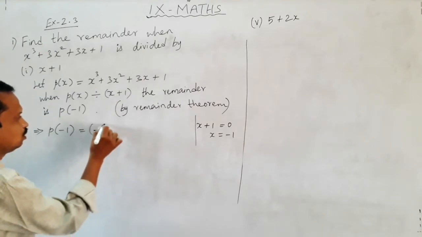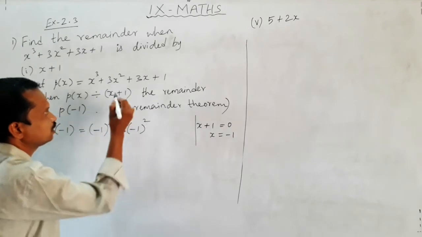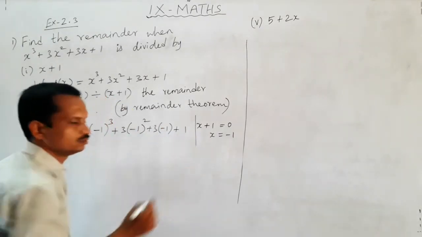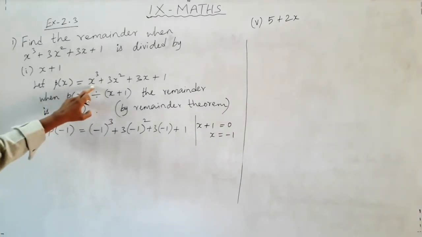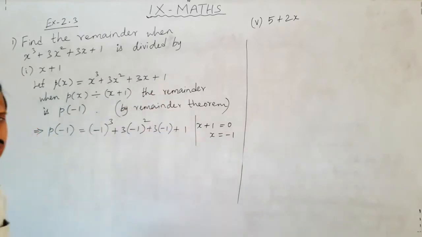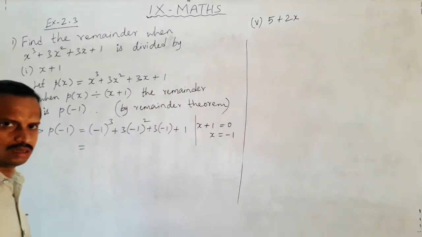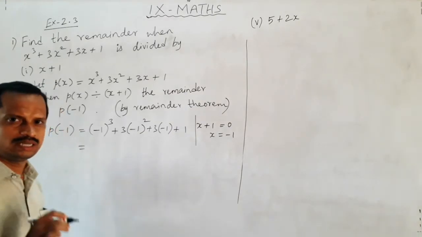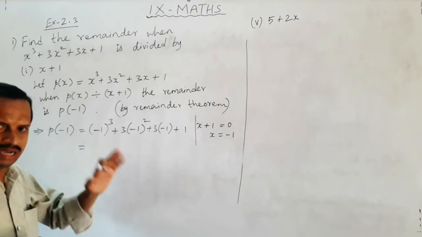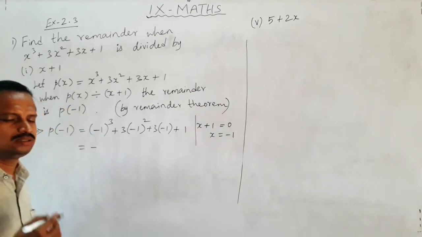Minus 1 whole cube plus 3 into minus 1 whole square plus 3 into minus 1 and then plus 1. So you see what I did? Instead of x, here also minus 1 whole square, minus 1, and then last plus 1. So minus 1 whole cube, what answer do you get? Minus 1 if you apply cube, minus into minus into minus, minus only. And for 1 if you apply cube, 1 into 1 into 1, 1.